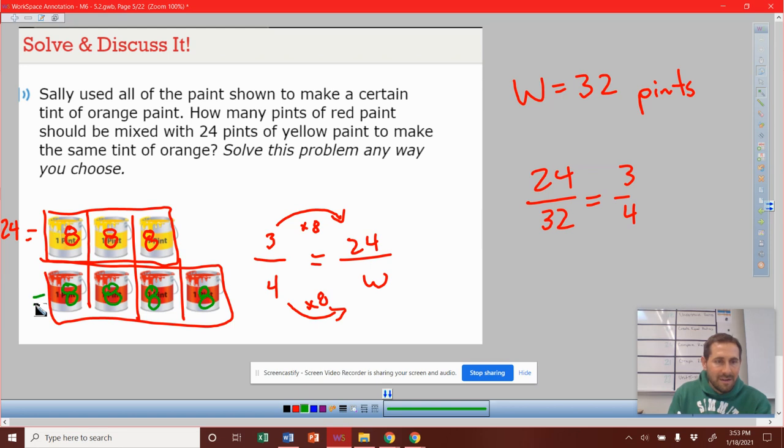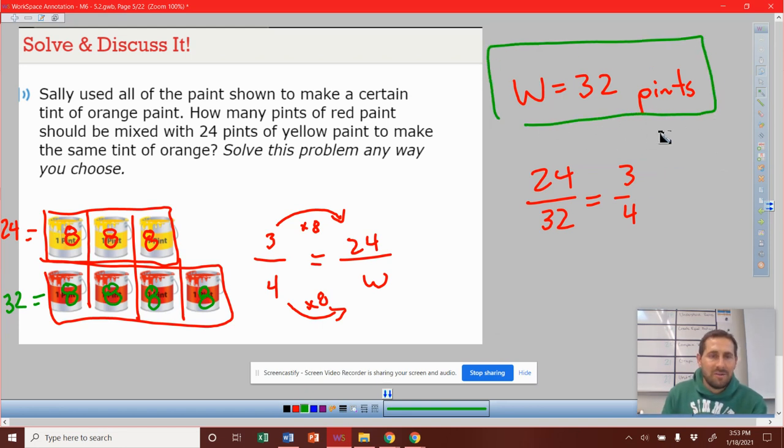So how many are down here? 8 plus 8 is 16. 8 plus 8 is 16. 16 plus 16 is 32. So you could have done it the tape way, or you could have done it our fraction way. But you're still going to end up finding out that we need 32 pints of the red paint.